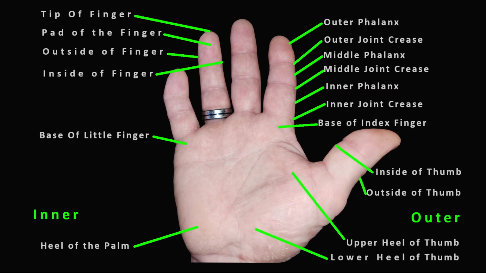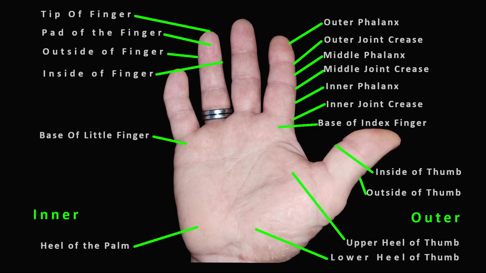Moving on to the palm side of the hand, and although I'm saying just palm, it also refers to all the different parts of the hand. But we have the inner and the outer side of the hand. So the inner side will be on the pinky side, the outer side will be on the thumb side. And on the bottom left side of this diagram, we start with the heel of the palm, going to the base of the little finger, and we have the inside of the finger, the outside of the finger, the pad of the finger, and the tip of the finger.